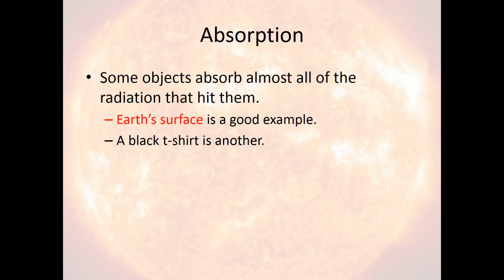If you're wearing a red t-shirt, then that shirt actually absorbs everything but red, and it reflects red, which is why it looks red. Same thing with blue. A blue t-shirt absorbs everything but blue. A green t-shirt absorbs everything but green, and so on.